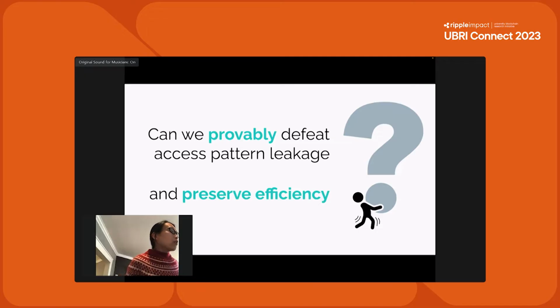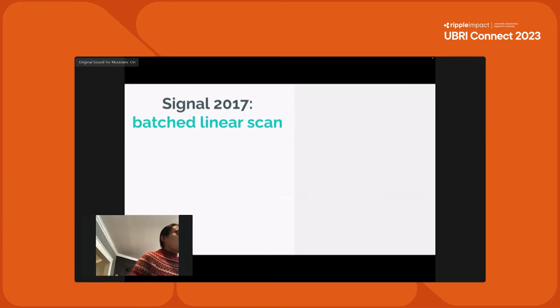Okay, so now the question we want to ask is, can we provably defeat access pattern leakage in a way that preserves the efficiency of the program? There are two important things here. One is we want proof for security, and the other is we still want efficiency. So let's continue with Signal's story.